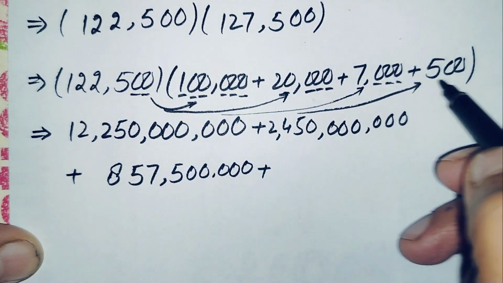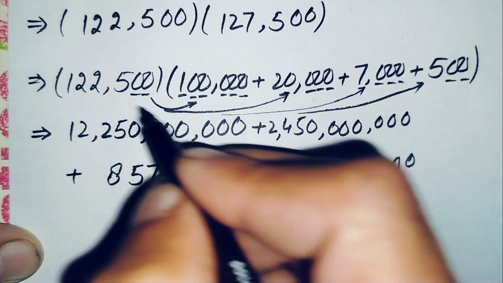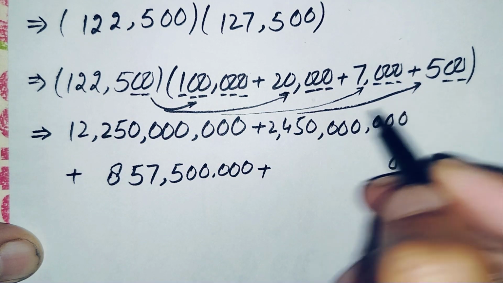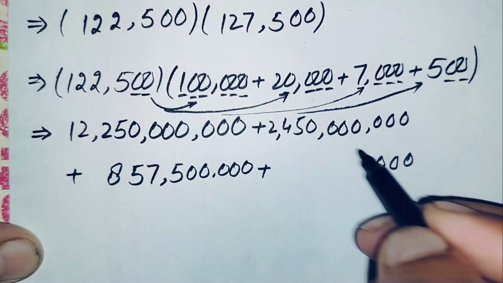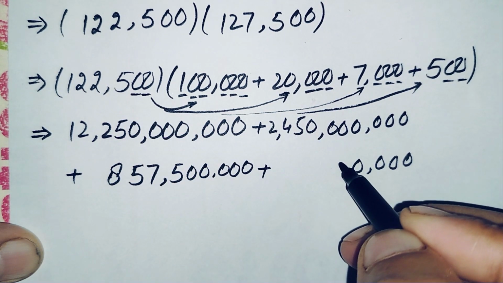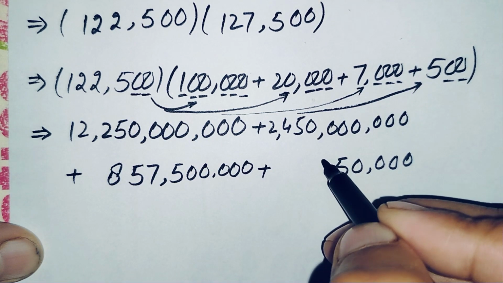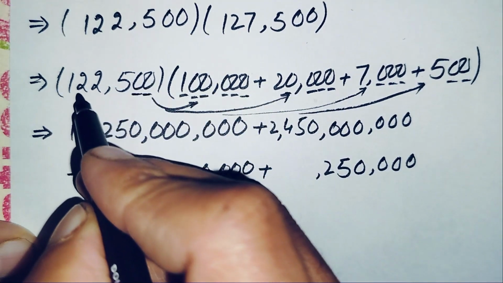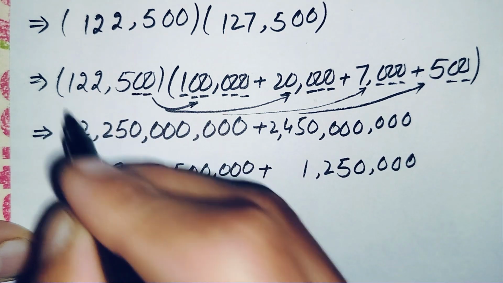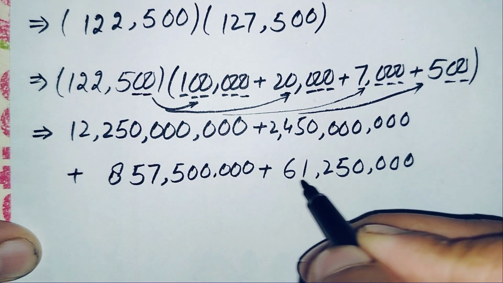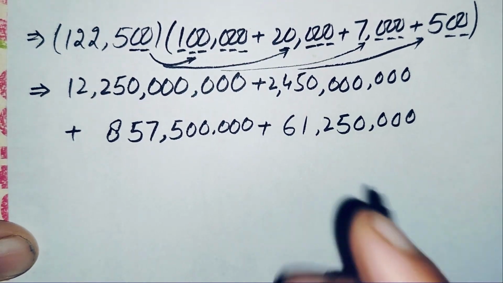Plus we have to multiply this number with the last number, 500. So again this number times 0 is 0, 0. Now this number times 5: we have to multiply 5 with this number. 5 times 0 is 0, 5 times 0 is 0, 5 times 5 is 25, so 5, and 2 is carried. 5 times 2 is 10, 10 plus 2 is 12, so 2, and 1 is carried. 5 times 2 is 10, 10 plus 1 is 11, so 1 will be carried. 5 times 1 is 5, 5 plus 1 is 6. So this gives us 61,250,000.